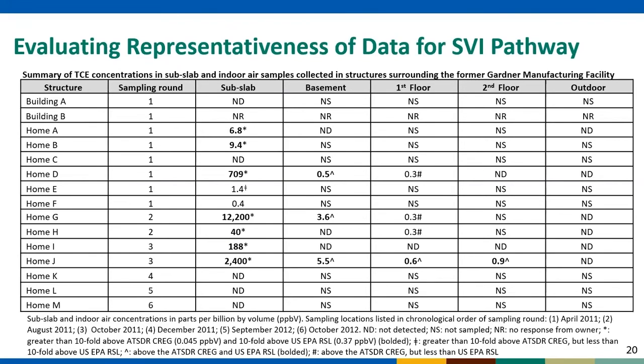So let's look at a subset of SVI data from another site, the Gardner Manufacturing Facility in Wisconsin, which is an actual site. The primary contaminant concern here is TCE. The data in this table show air samples from 2 buildings and several residences near the facility. The data are for subslab, basement, first and second floor living areas, and outdoor air.